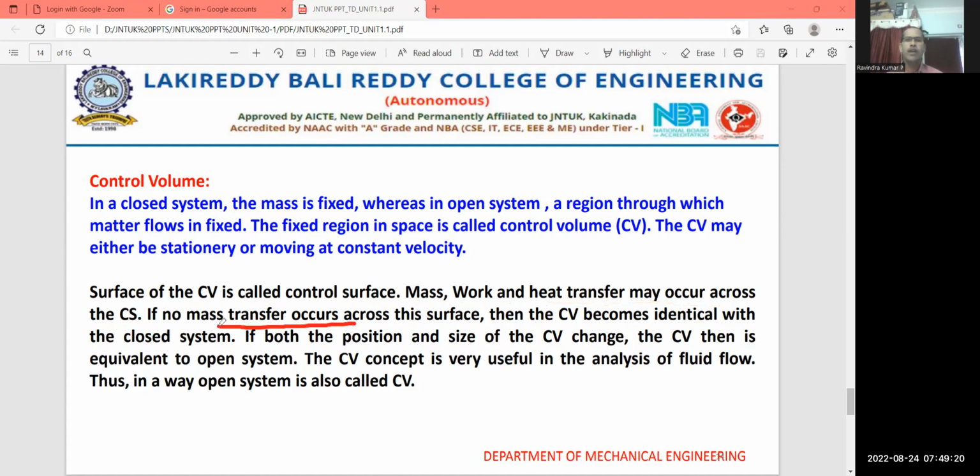If no mass transfer occurs across the control surface, then the control volume becomes identical with the closed system. But if both the position and the size of the control volume change, then the control volume is equivalent to the open system. The control volume concept is more useful in the analysis of fluid flow. Thus, in a way, an open system is called a control volume.